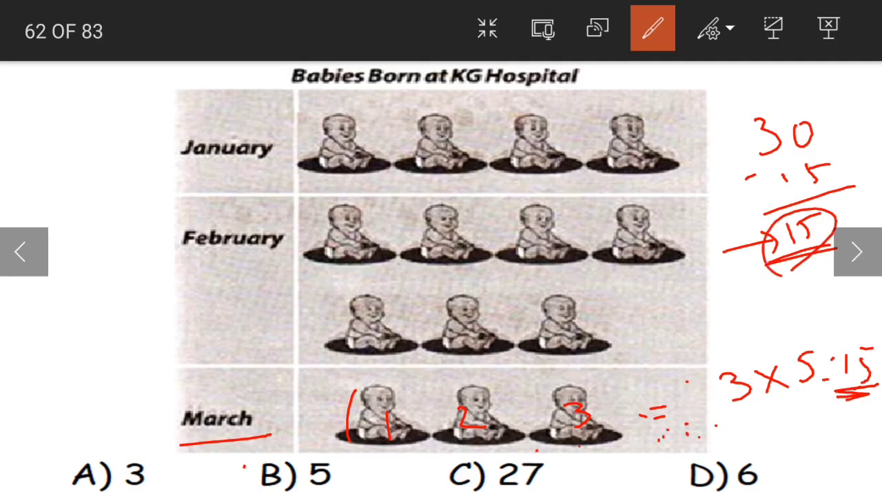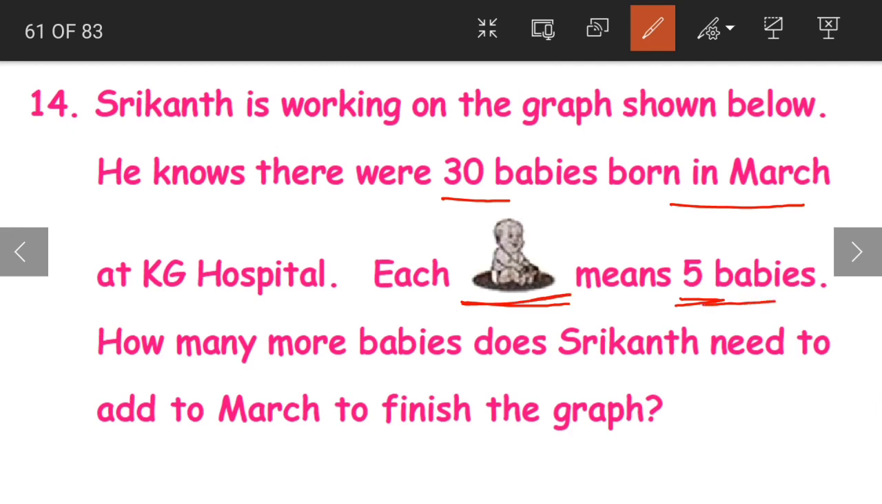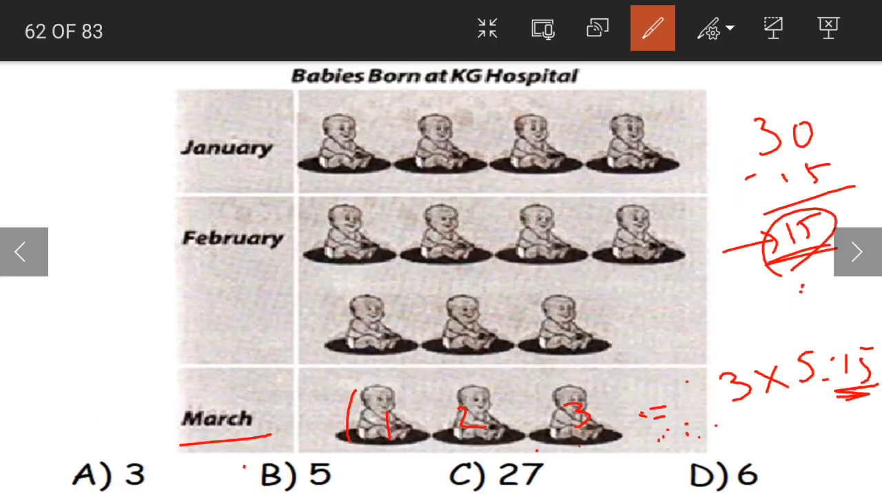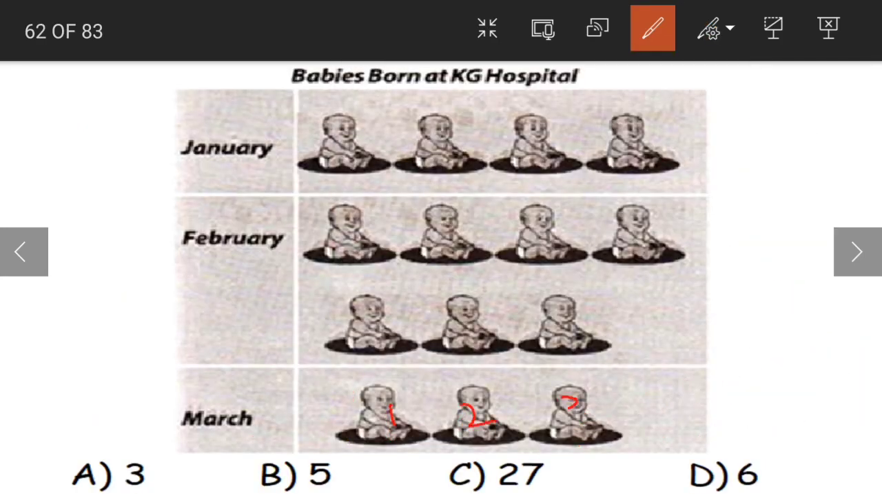For 15, how many babies do we need, children? See, each represents 5. So 15 divided by 5, we have 5 threes are 15. So we need 3 more babies. How many more babies do we need, children? We need 3 more babies here in the graph. Here we are having 1, 2, 3, and then again add 3. 3 plus 3 is equal to 6.